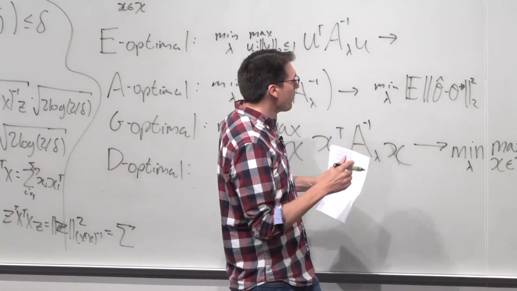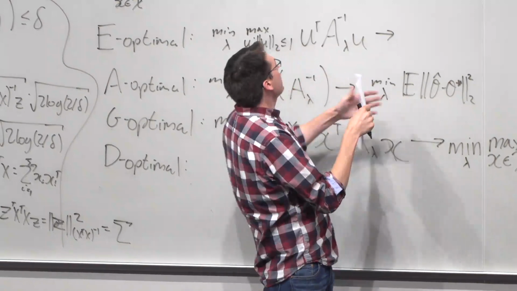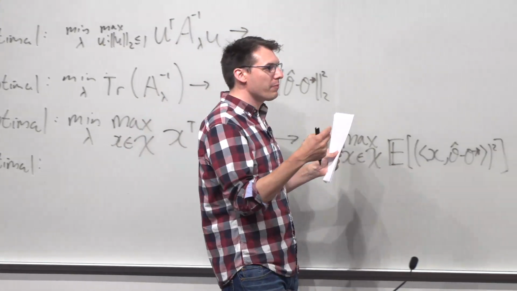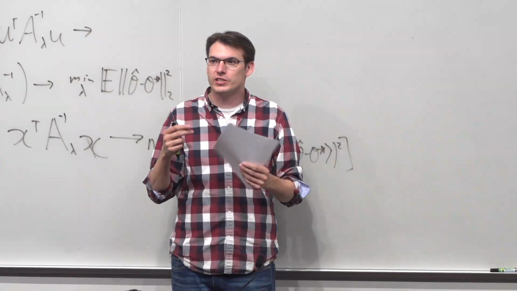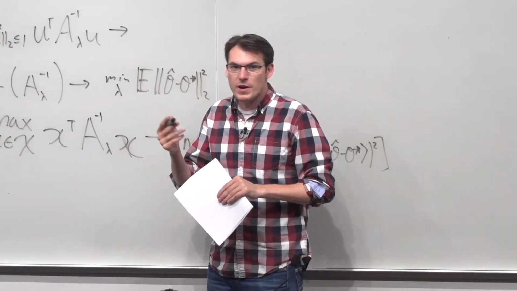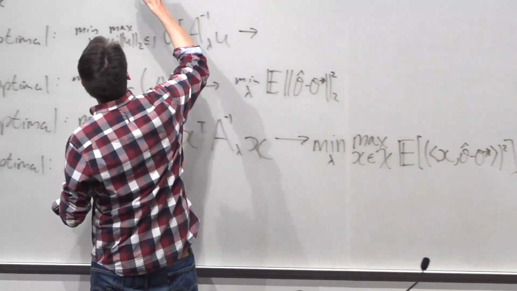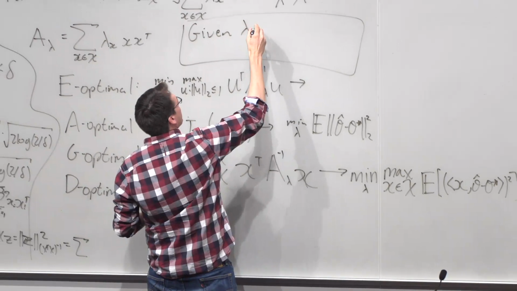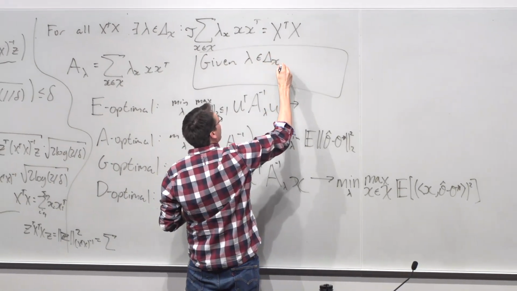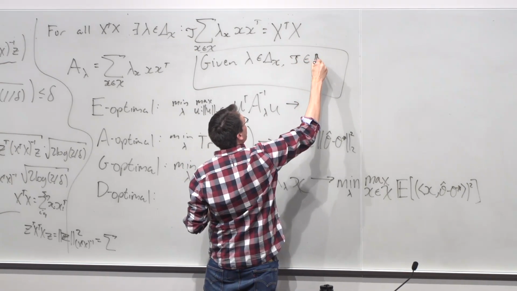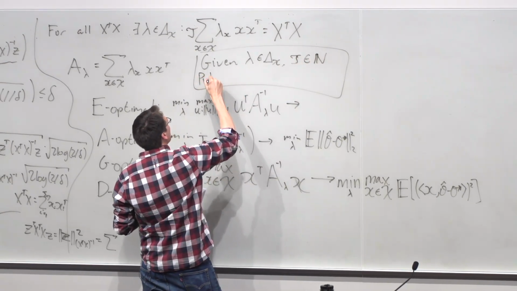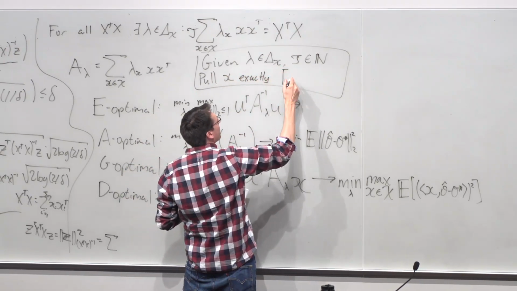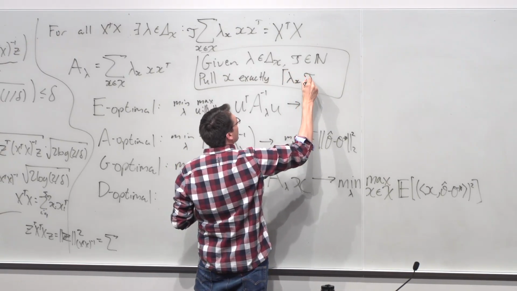So what I'm going to do is I'm going to sample. It's kind of this analogy here. Once I choose a lambda, I'm going to take tau measurements from it by essentially saying: given lambda in the simplex and tau, pull x exactly the ceiling of lambda x tau times.